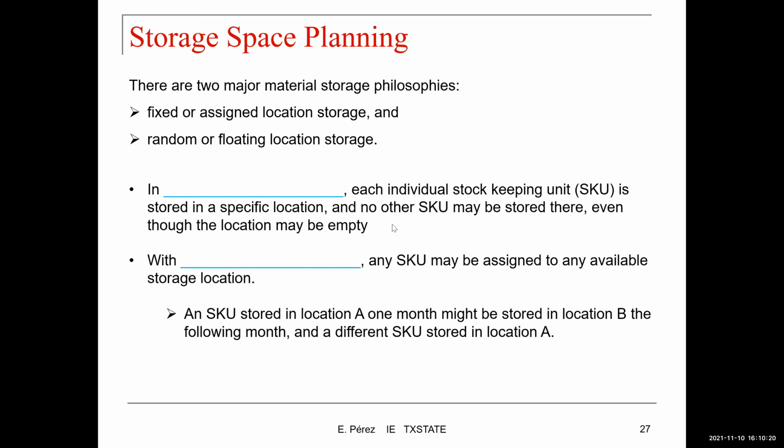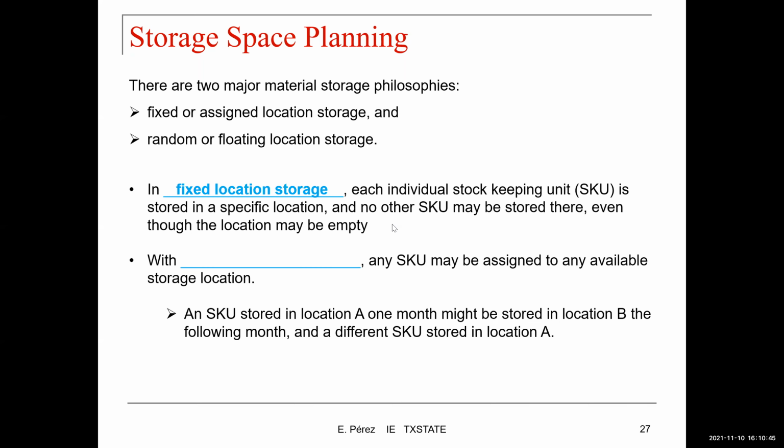So there are two major material storage philosophies, and we're going to talk about those now. The first one is called the fixed or assigned location storage. And the second one is called the random and floating location storage. So both have their benefits and their disadvantages, and we're going to talk about those now.